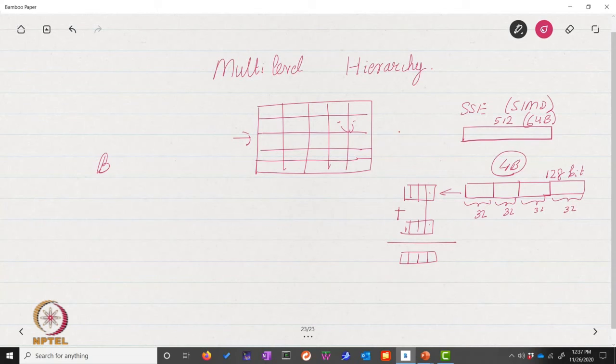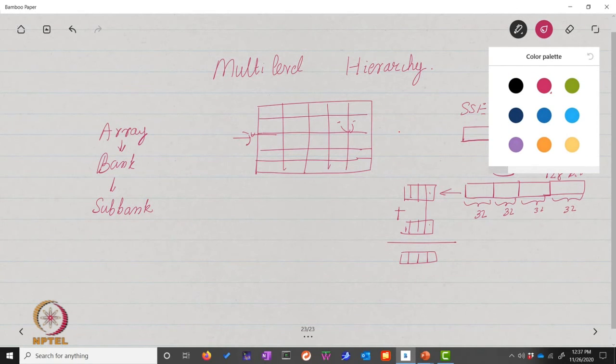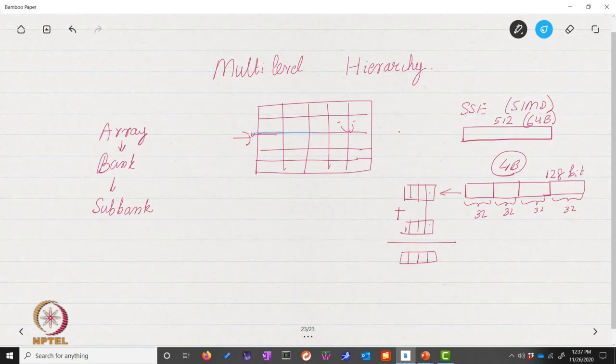So the first level that we have seen, of course, is the entire array. The entire array did not allow parallel access, so banks allowed. Next, what we do is we divide banks into sub-banks. So within a bank, we can access different sub-banks in parallel. So let's say we do a horizontal split. Let me change the color if I can. Yes, I can. So let me do a horizontal split over here. Okay. So let's say the top part is sub-bank 1 and the bottom part is sub-bank 2.